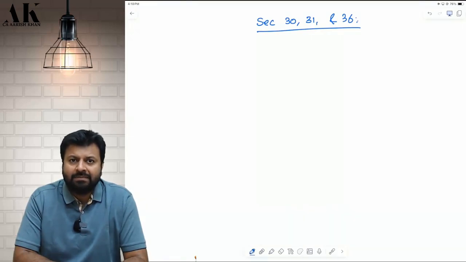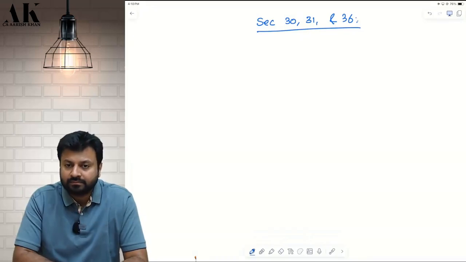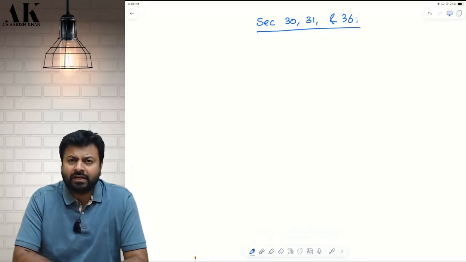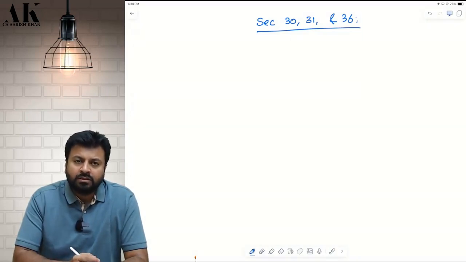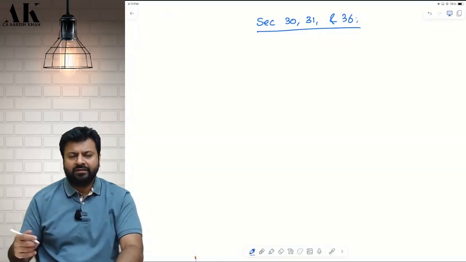One category is applicable to all, and the second category is applicable to a particular sector. We are not starting with sector as of now. First, we are completing those deductions which are applicable to all the SSCs. In that category, we have done only one section so far, and that is section 32, depreciation. Let's move on to the next ones, that is 30, then 31, and then 36.